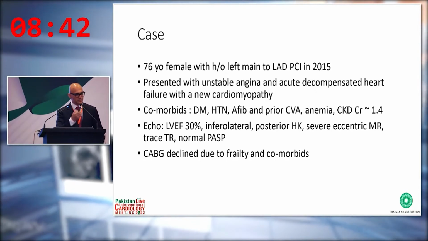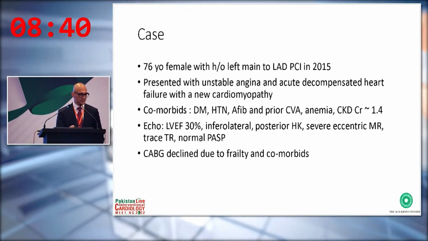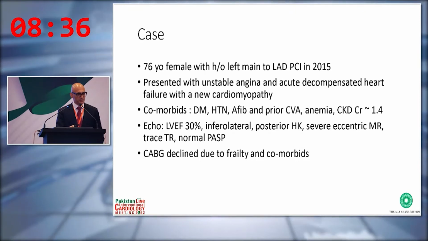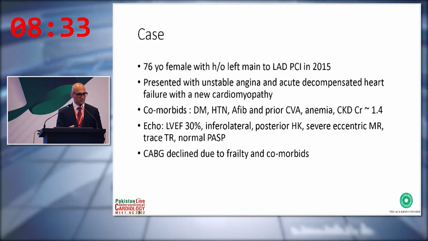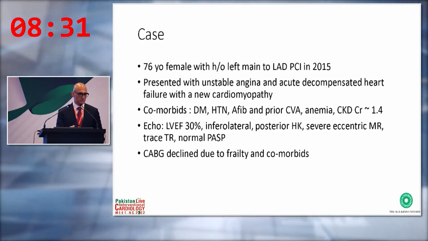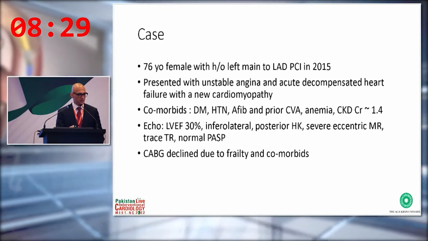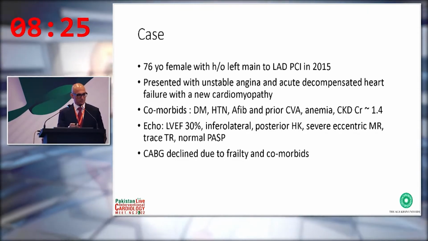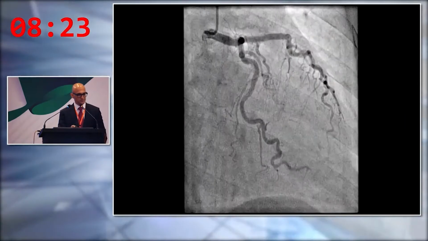She's diabetic, hypertensive, has AFib, has had a prior CVA, has anemia, and her creatinine was around 1.4. EF was about 30% with lateral, infralateral, and posterior hypokinesis, severe MR, and normal pulmonary artery systolic pressures. Surgical revascularization was declined because of her comorbidities.